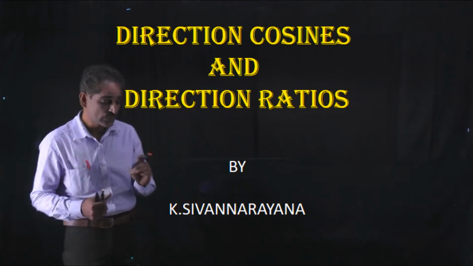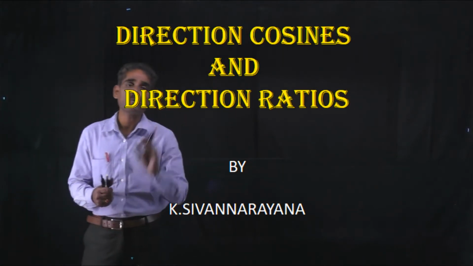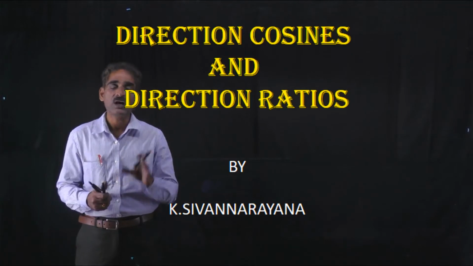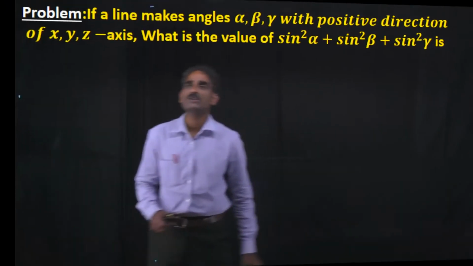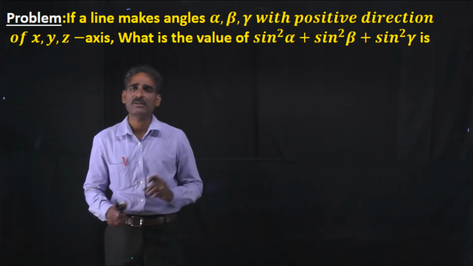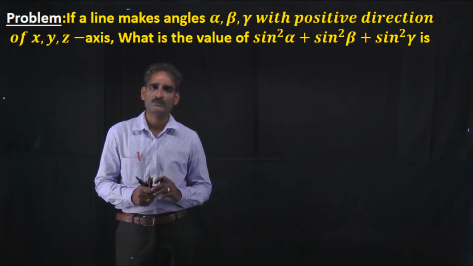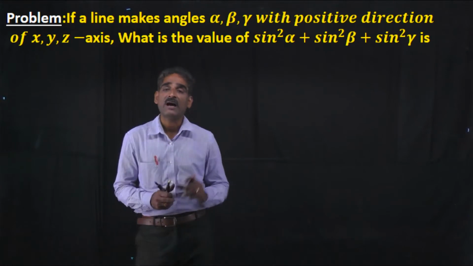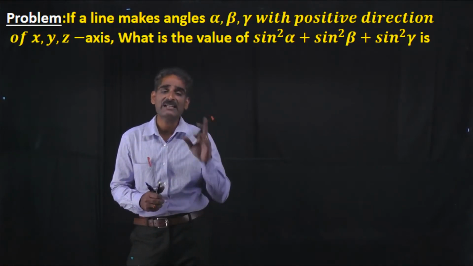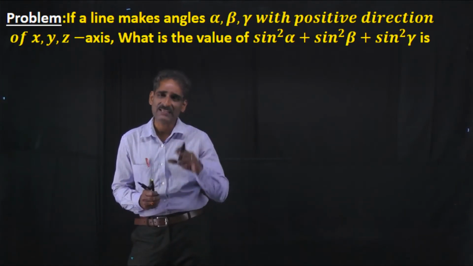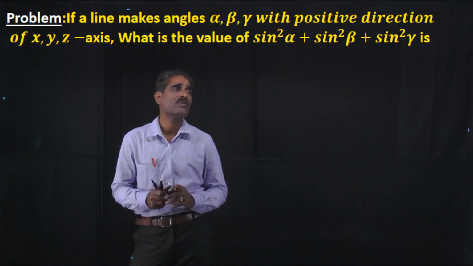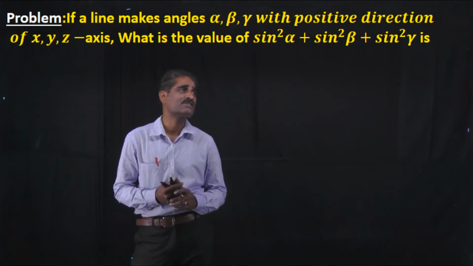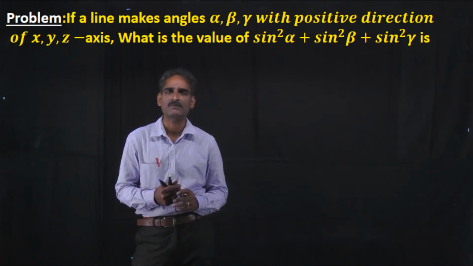So today we will learn one or two results on DCs and we will introduce TRs of the line. See this problem. This is also an important result for objective. Alpha, beta, gamma are the angles made by a line or ray with the axes. Then we have to find the value of sin square alpha plus sin square beta plus sin square gamma.